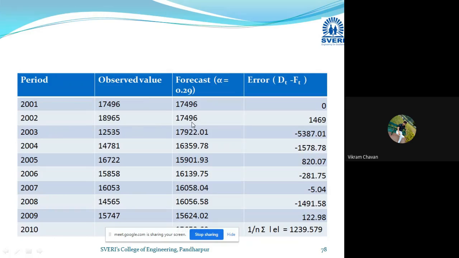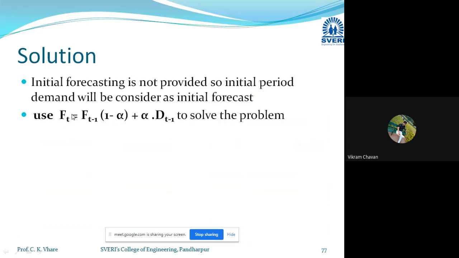Now for that purpose, you have to use this particular formula: F of t is equal to F of t minus 1 into bracket 1 minus alpha, plus alpha into D suffix t minus 1. Okay, use this formula. Now F of t is nothing but the forecast for the year 2002. F of t minus 1 is the forecast for the year 2001.